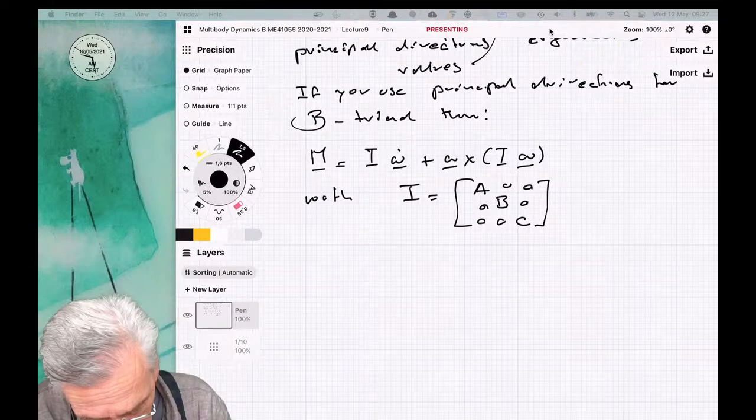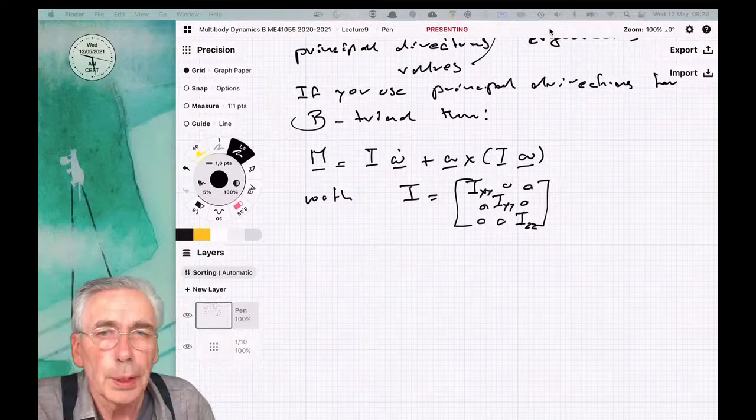So let's just do as I had before: Ixx, Iyy, Izz, because we work with x, y, and z here. If you write it like that, then these become a little less dense equations because we have a lot of zeros. Well, how does it go then?